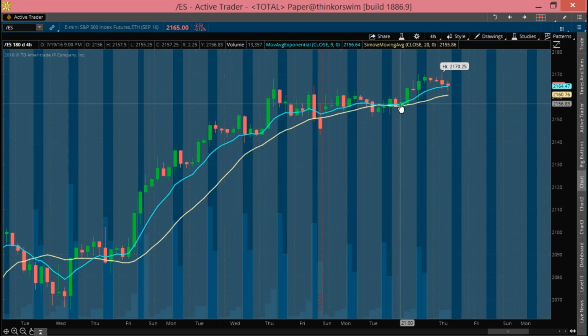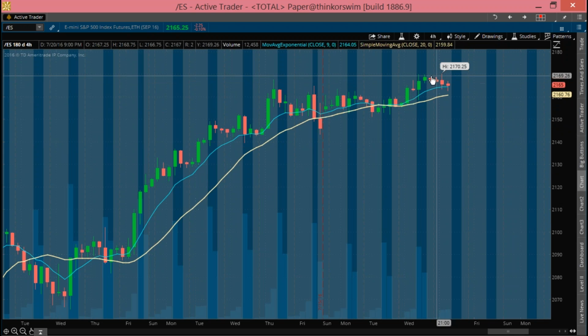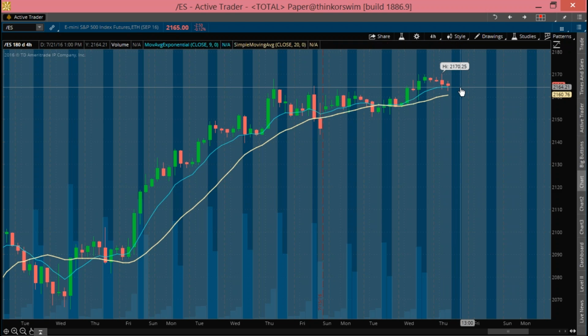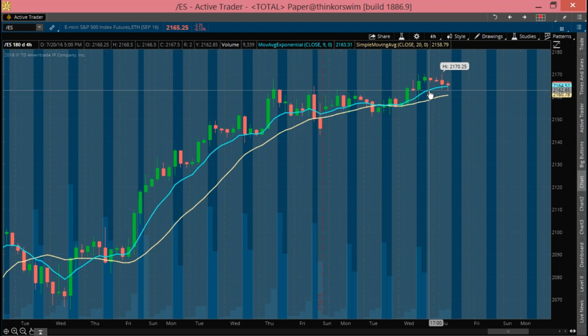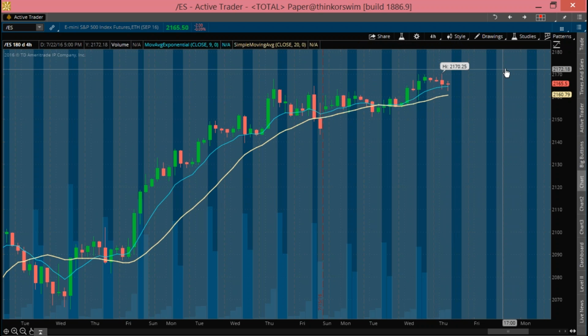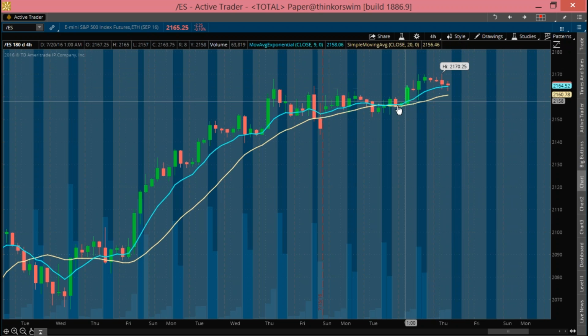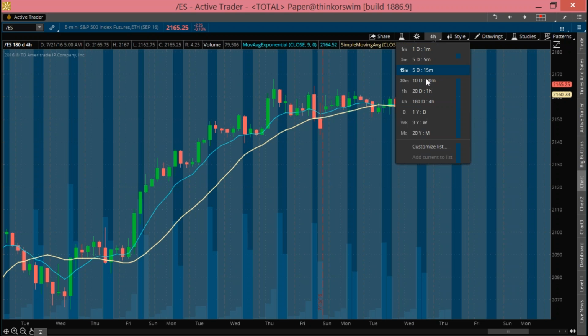On the 4-hour, we kind of started to roll over, and we've tested the 9. We have not closed below it, so we have not violated it. If we do, the move down will be back to the 2160. That is a very key level for us. I'll show you why when we get to the composite. But we're starting to get slope and separation. The trend is intact on the 4-hour, although it is weakening.